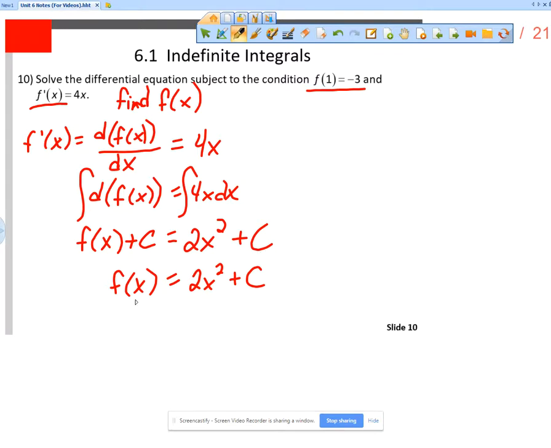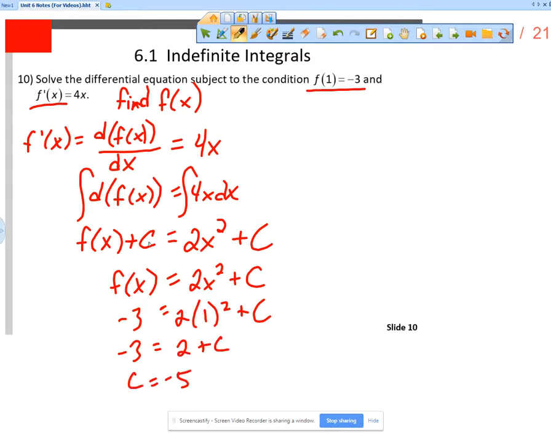Now, this is not our answer because we need f of 1 to equal -3. So how do I do that? Well, I plug in 1 for x, and -3 is f of x. So I get -3 is equal to 2 times 1 squared plus c. That means that -3 is equal to 2 plus c, or c is equal to -5.